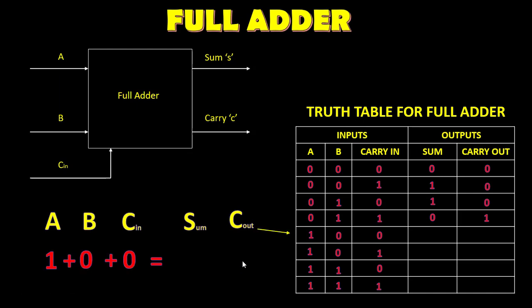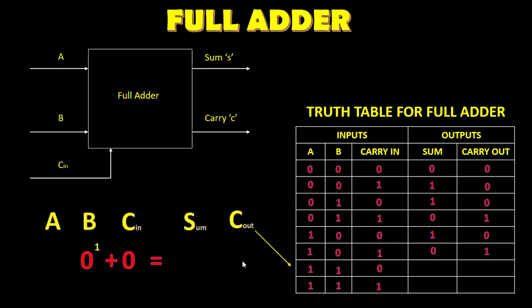Let's take the next one. It's quite an easy one. 1 plus 0 is 1. 1 plus 0 is 1. So the sum is 1 and carry out is 0. Next, 1 plus 0 is 1, and then 1 plus 1 again is 0, and you get a carry bit. So the sum is 1 and carry out is 1.